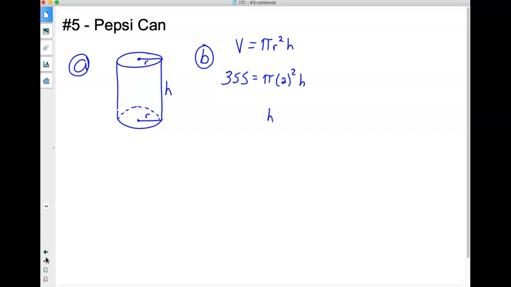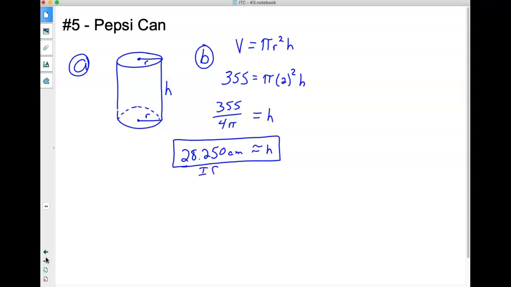That would mean h is equal to 355 divided by 4 pi. I encourage you to type these in to make sure you're getting the appropriate answers, because when we round this, h is approximately equal to 28.250 centimeters tall, if r equals 2 centimeters.